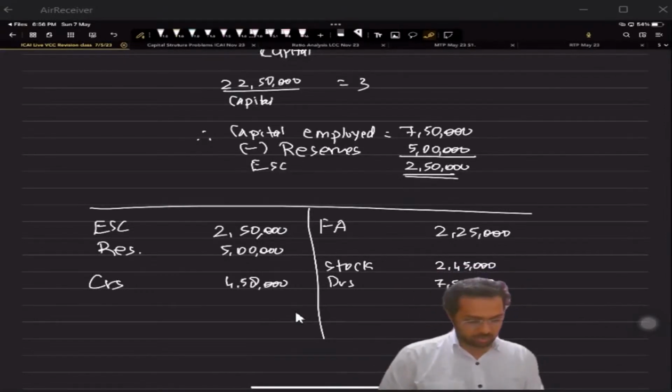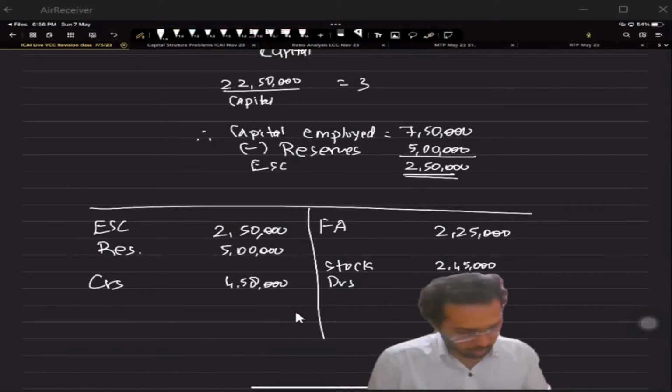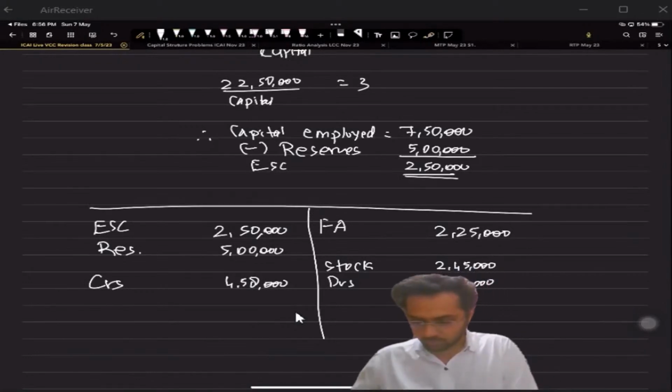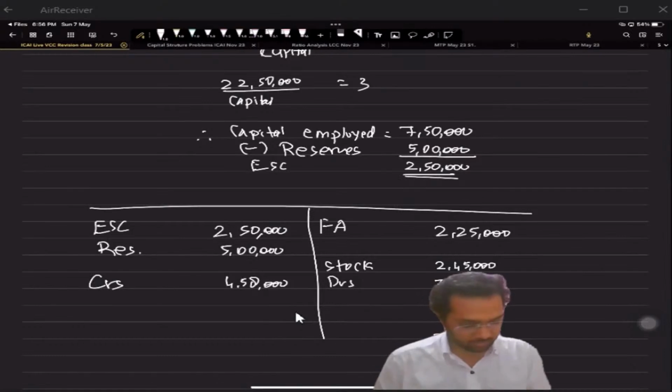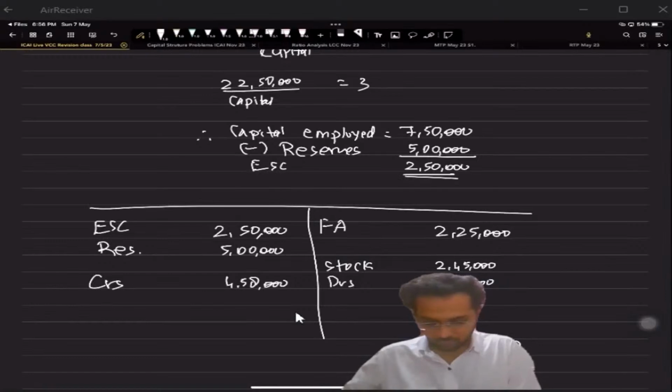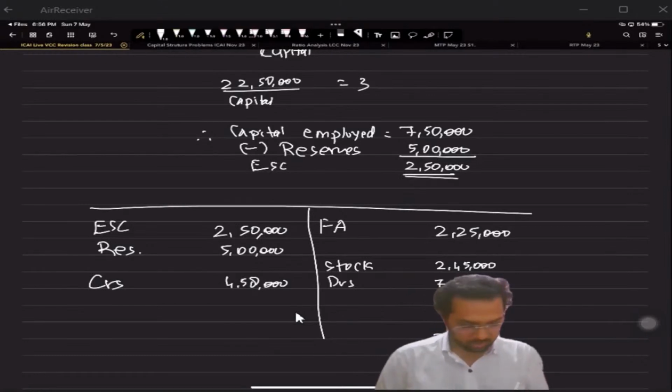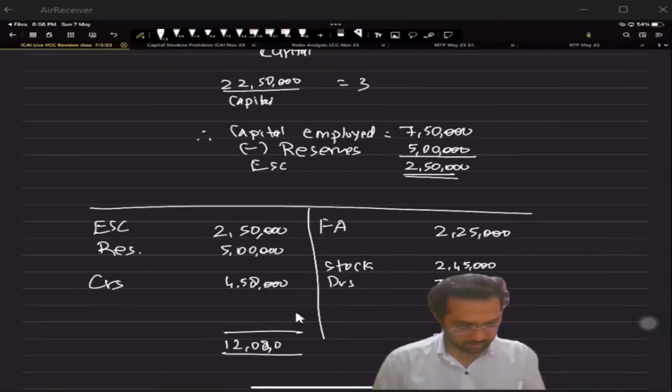Because total is 2 lakh 25,000 plus 2 lakh 45,000 plus 7 lakh 50,000, which is 12 lakh 20,000. And on this side, you have 2 lakh 50,000 plus 5 lakh plus 4 lakh 58,000. So this side you have 12 lakh 8,000.